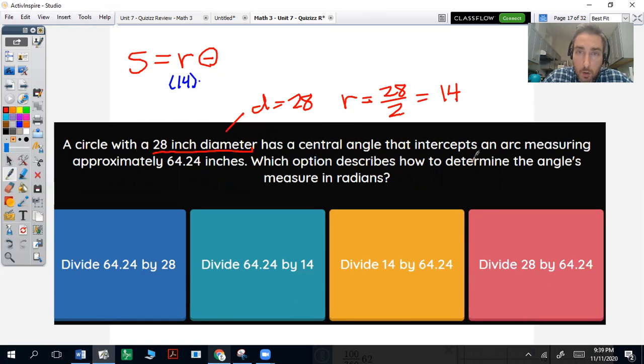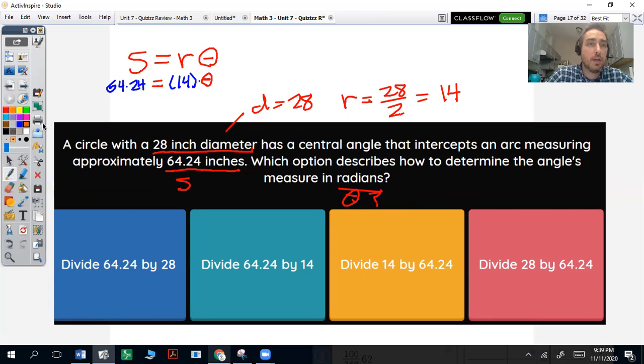And I know it intercepts an arc measuring approximately 64.24 inches. That's your length. That's your S. So we're going to plug 64.24 into that equation. So we have 64.24 equals 14 times your radian measure. The question is, which option describes how to determine the angle's measure in radians? How do we solve for that? How do we get theta? Well, we have to divide.